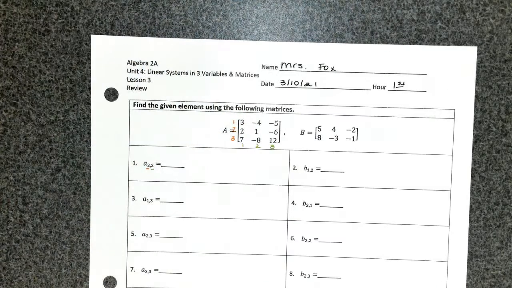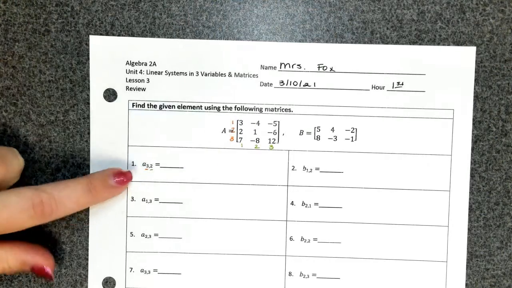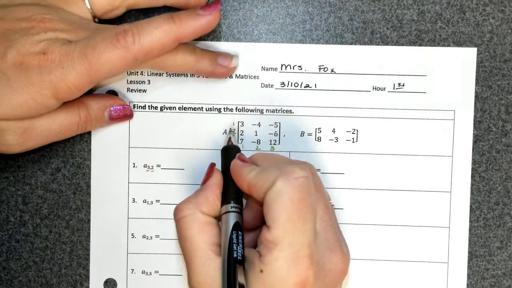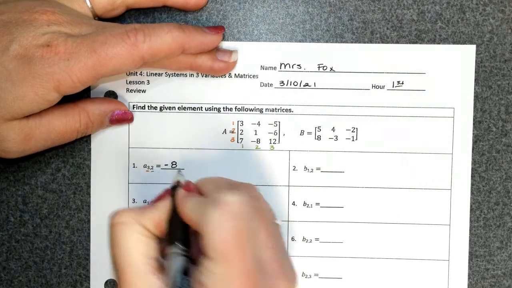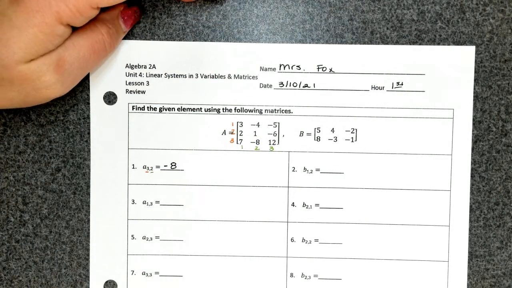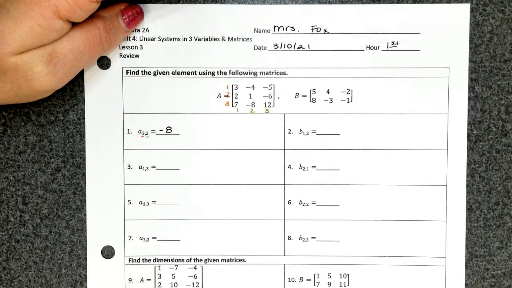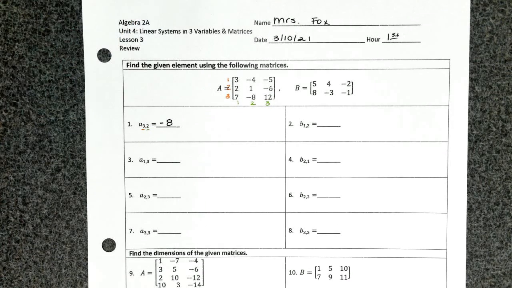And I'm listing it on A because that's looking at matrix A, because it's a little a. So row 3, column 2 is going to be -8. Okay. Let's try 1 through 8 on our own and see what we get.